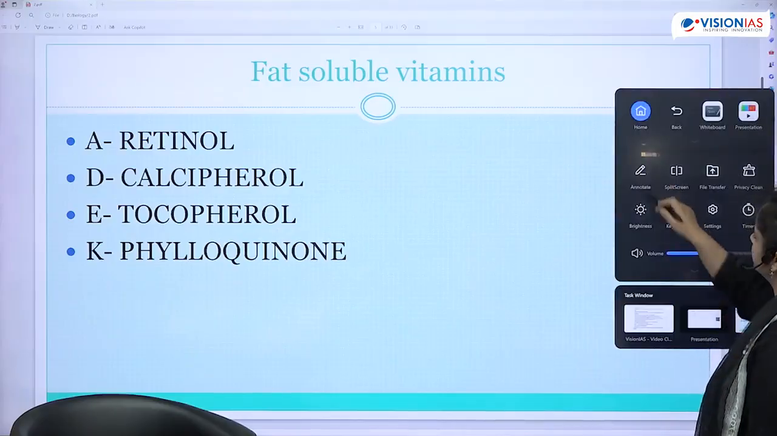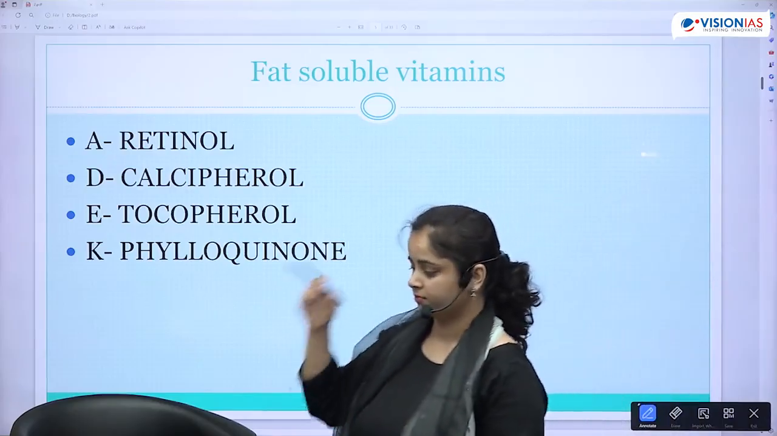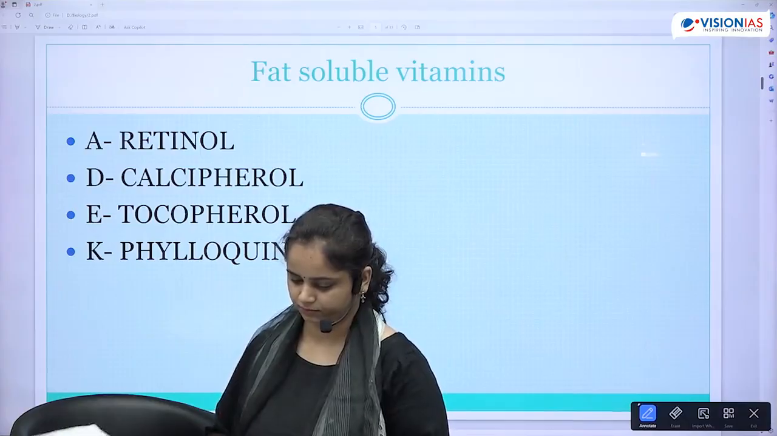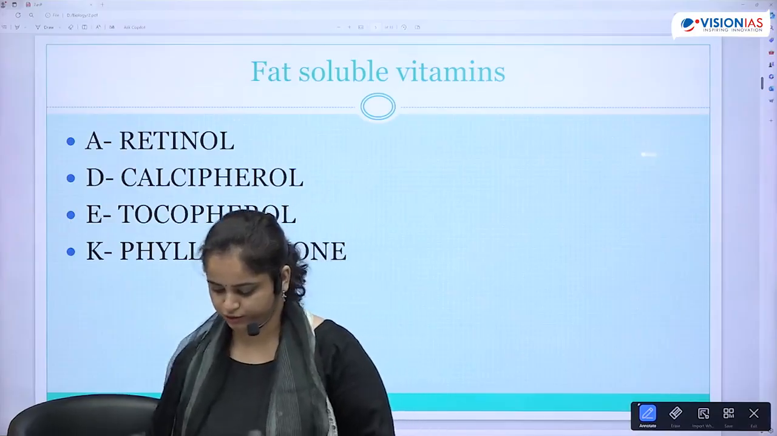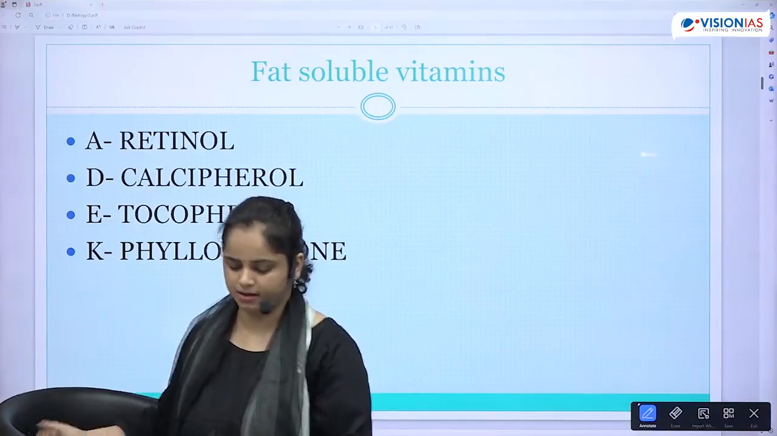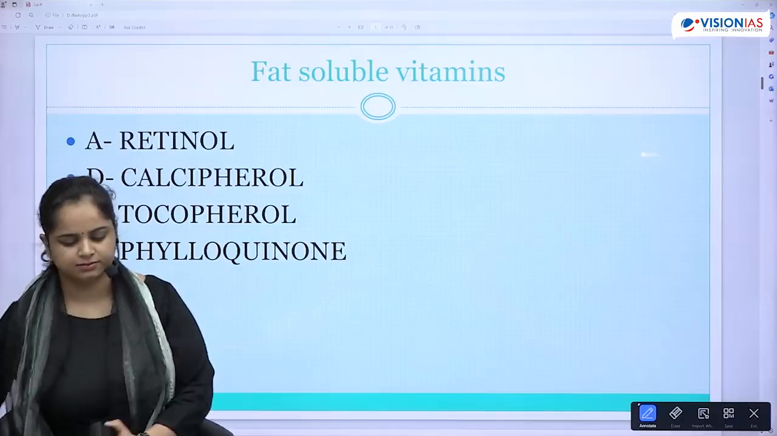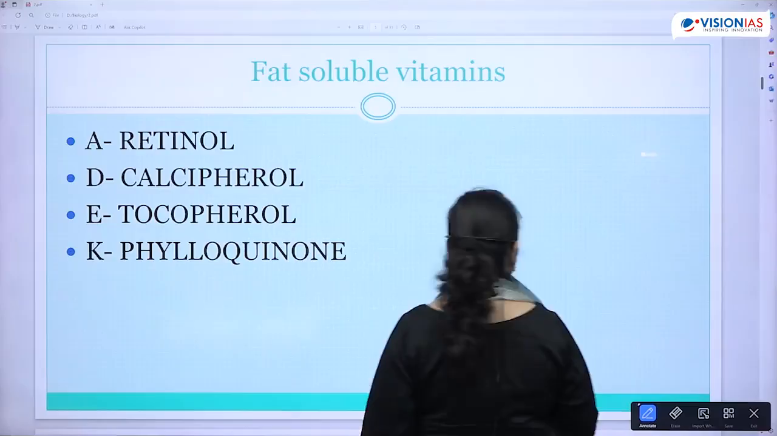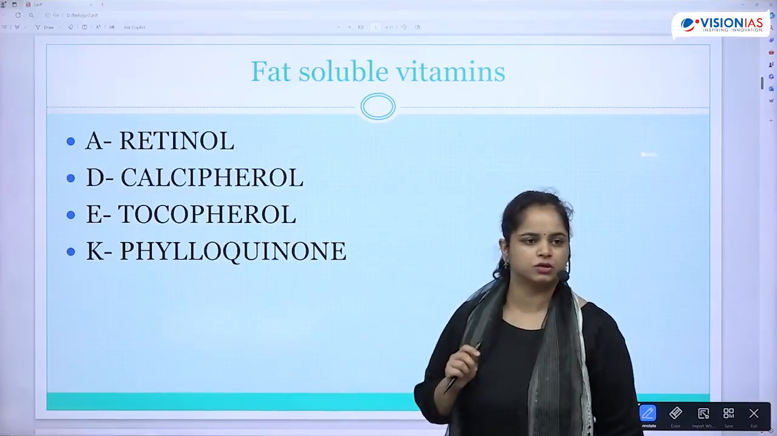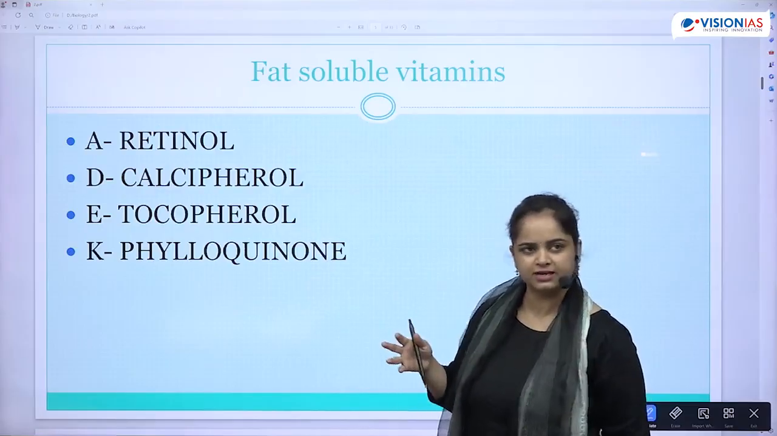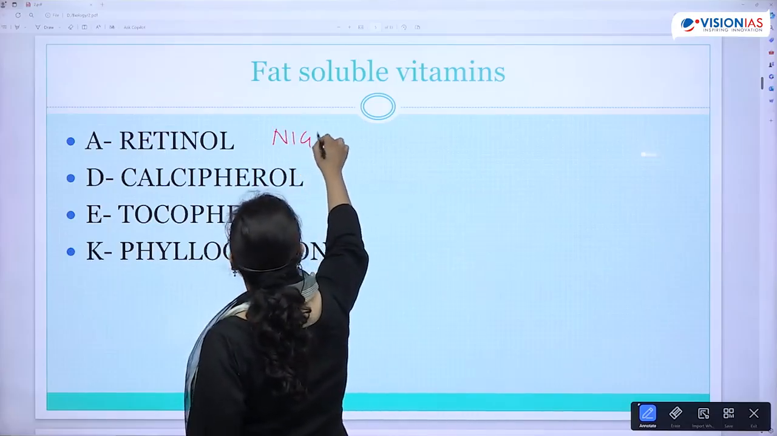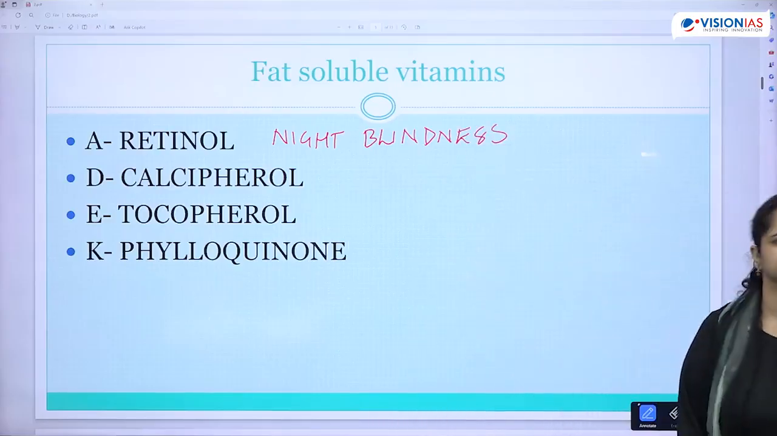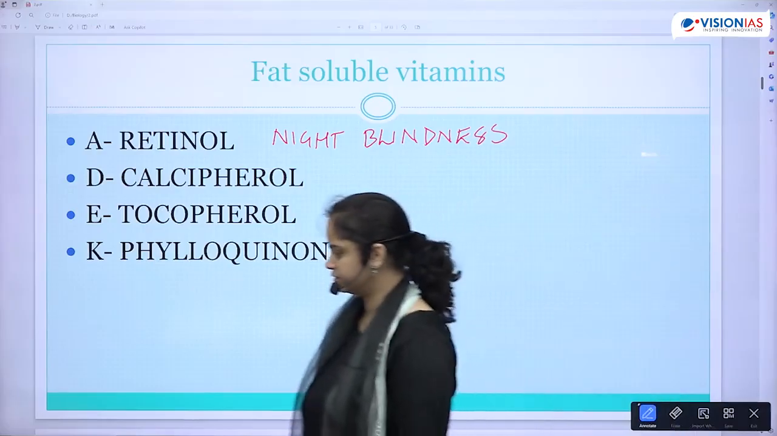And the first one is vitamin A, retinol. Sources would be milk, carrots, and vitamin A has two important areas where it works: the eyes and the skin. Both for eyes and skin it is very important. And the deficiency disease is night blindness. Deficiency of vitamin A leads to night blindness.